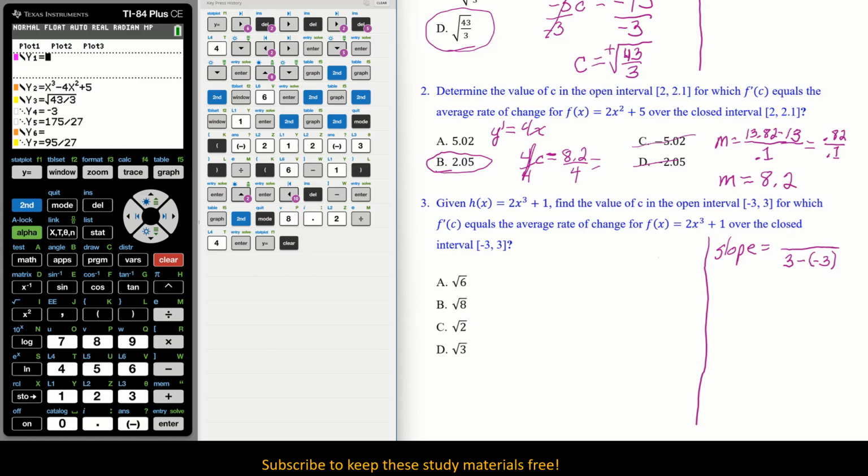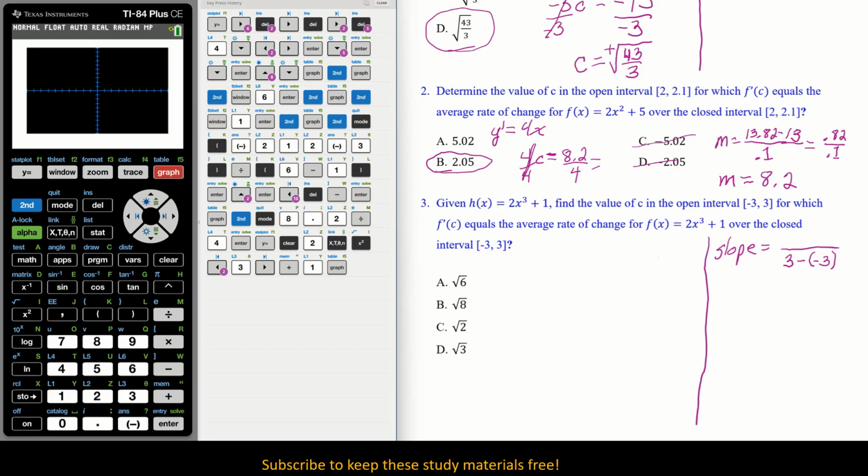We'll clear that out and put in 2x, square that. Oh, no, we're not squaring it. Well, that's not a big deal. Put the 3 in, to the third, arrow back over, plus 1. Now push graph, and that's the correct graph, exactly.